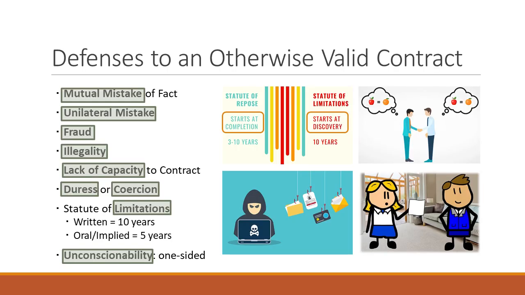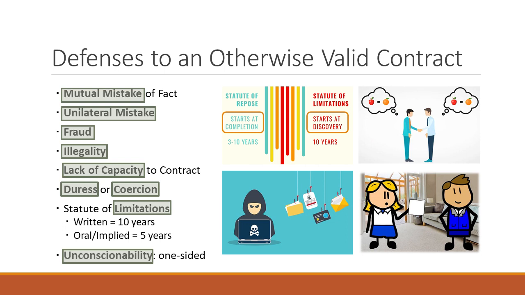Okay, next slide. This is the defenses I want to talk about. So now you have a contract where you have the first three: offer, acceptance, and consideration. But how does a party get out of performing? Well, there could be a mutual mistake of fact. It could be a unilateral mistake. There could be fraud between the parties. It's illegal, which we talked a little bit about before, or lack of capacity.